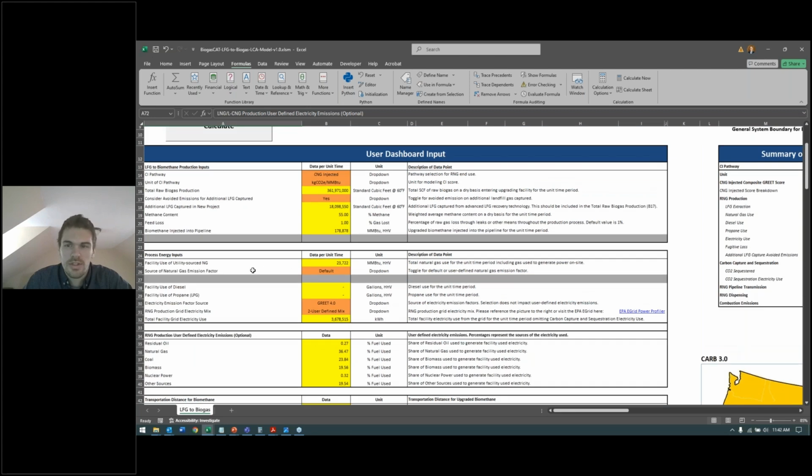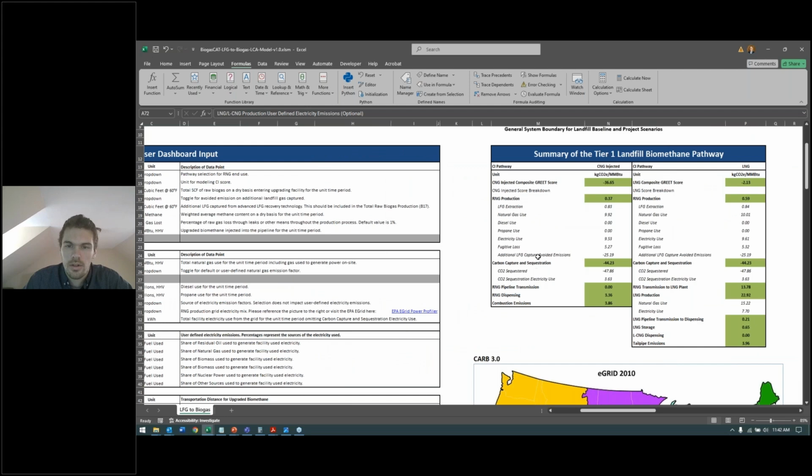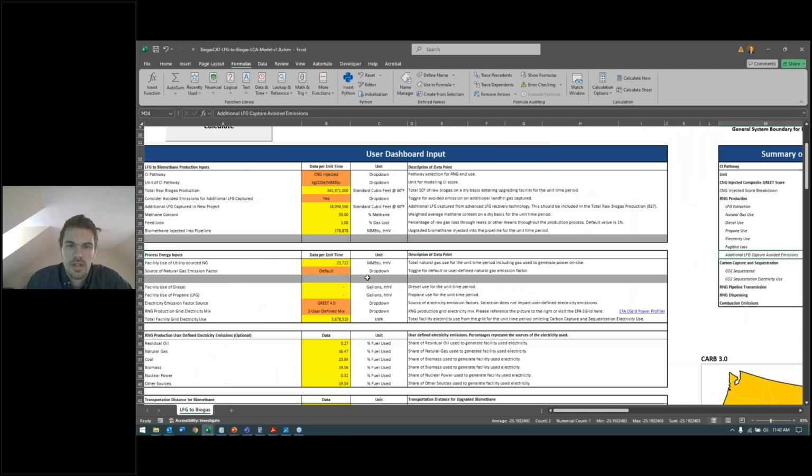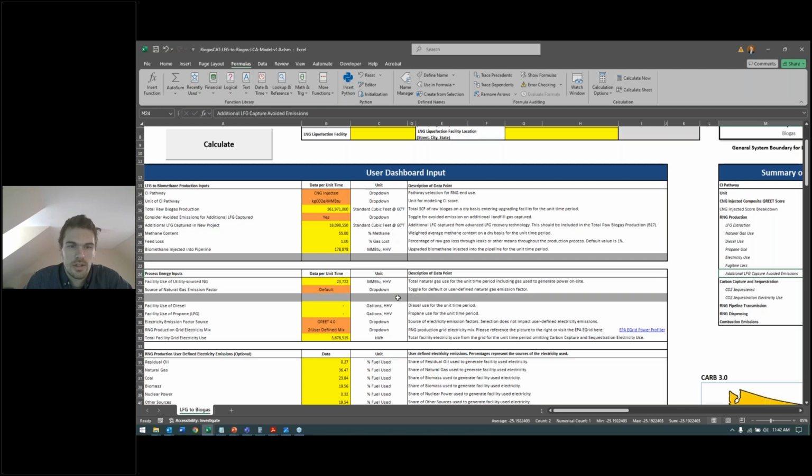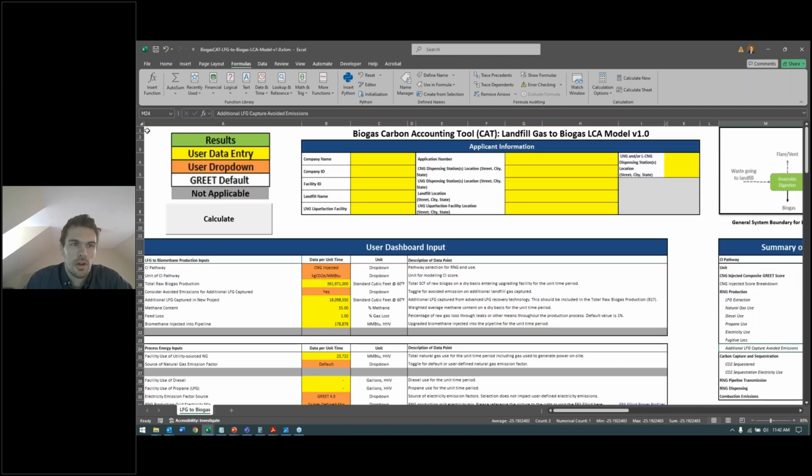So you should find everything that I just went through there. And what changes is those avoided emissions. For instance, in the landfill gas calculator, there's additional landfill gas capture avoided emissions included. So each of these calculators have their own avoided emissions that you can define, but ultimately we hope we've created a user-friendly model for the industry.